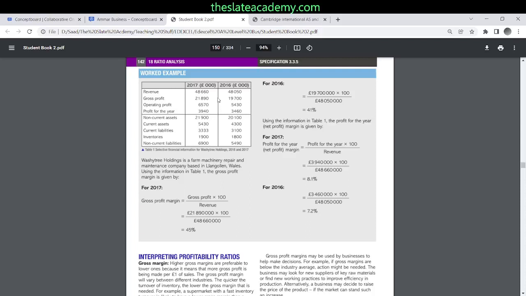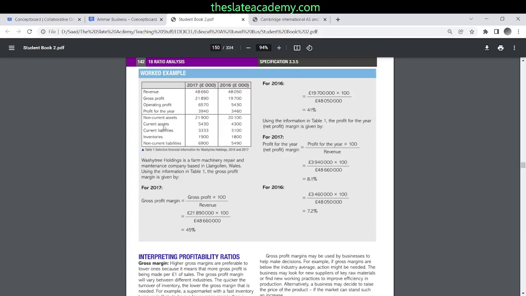Okay, then here they have calculated profit for the year margin. So profit for the year is 3940 over 48660 times 100. They haven't used the operating profit margin, they have used the profit for the year margin, which is net of interest and tax, hopefully.